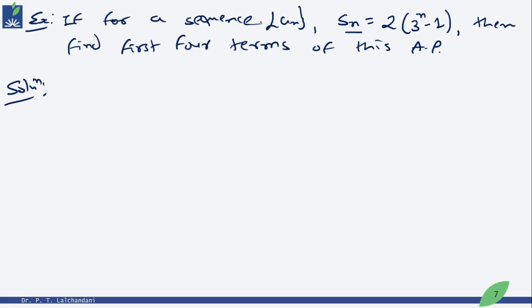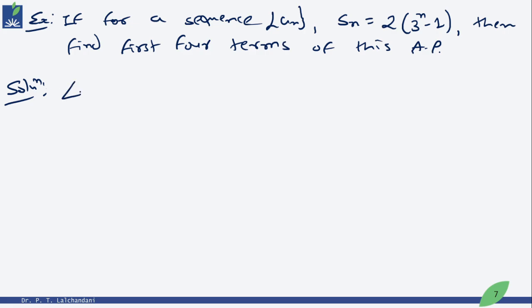Once again, whenever this kind of question occurs, what is the method? You have to find out the formula for the nth term. And how is it possible? Let us see how it is possible. See, the sequence an is given. In the last lecture, we did discuss that if you have a sequence an, then it is given by a1, a2, a3, a4, and so on.